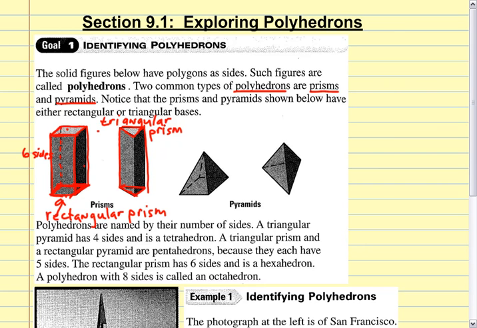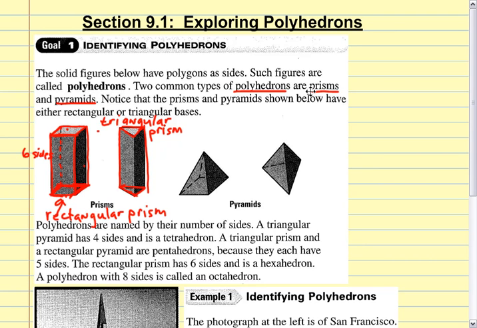So those are the two prisms that we're talking about. What if it had a pentagon on the bottom? What do you think the name of that one would be? Just go for it. What do you think, Sophia? A pentagonal prism. Okay, that's the way you pronounce it. All right, so now we've dealt with these prisms.